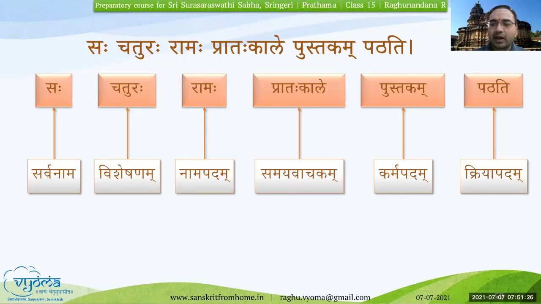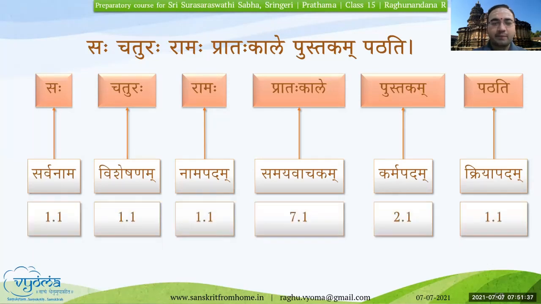Instead of samaya vachaka, we can also have a location. Saha shalayam pathati, he reads in the school. Shalayam pathati, the saptami. Now, if you see which vibhakti each word is and which vachana, I have used this notation as 1.1. For Namapada, it will be vibhakti and vachana. For kriya pada, it will be purusha and vachana.